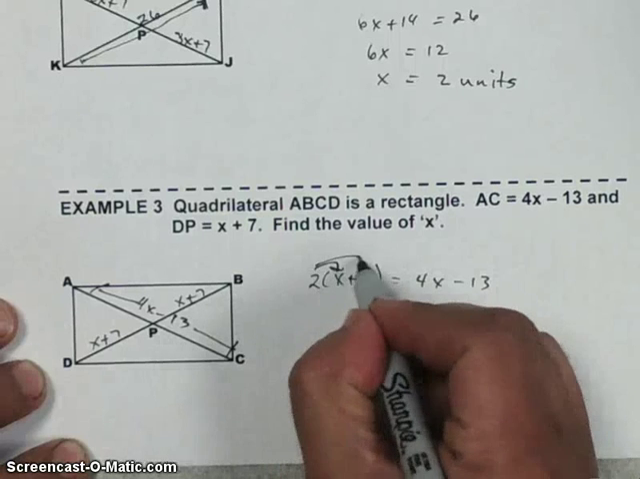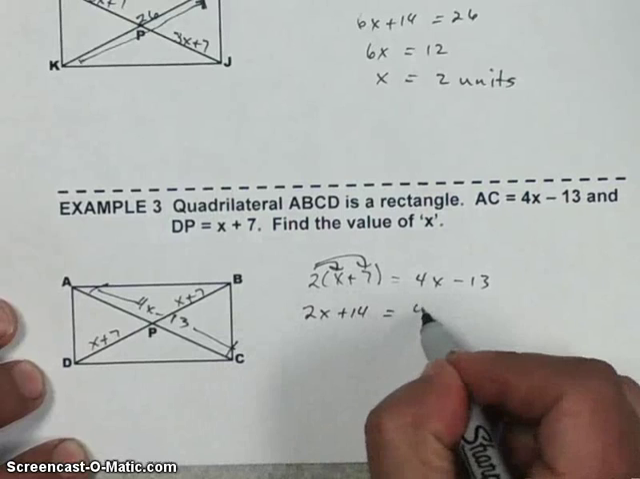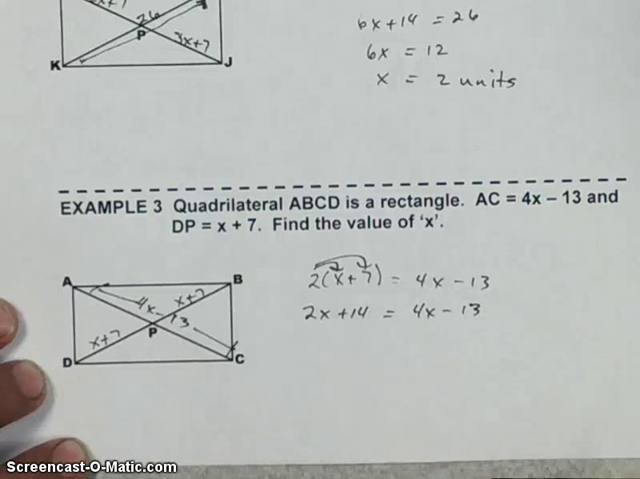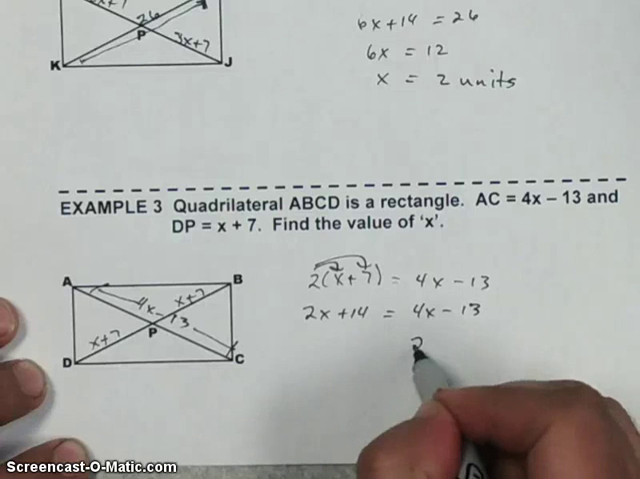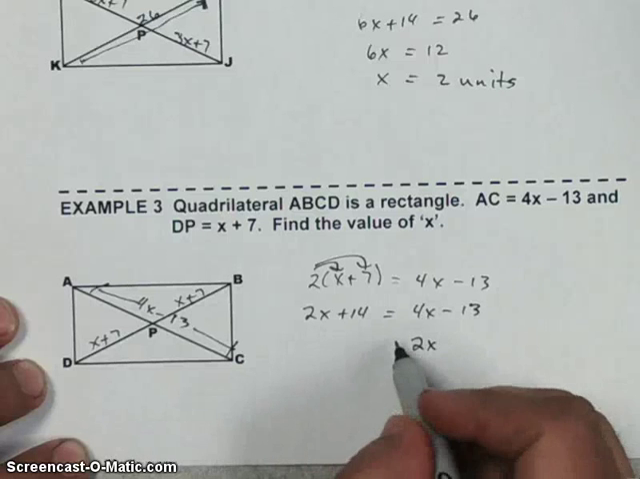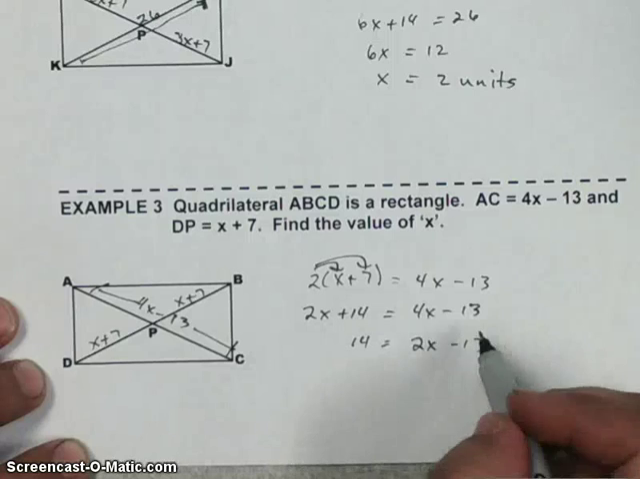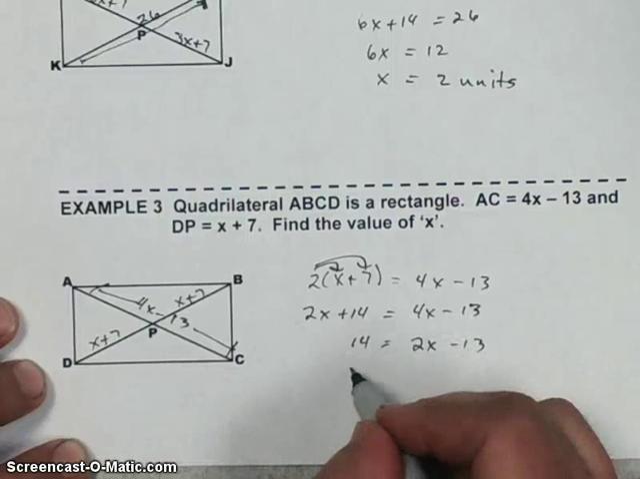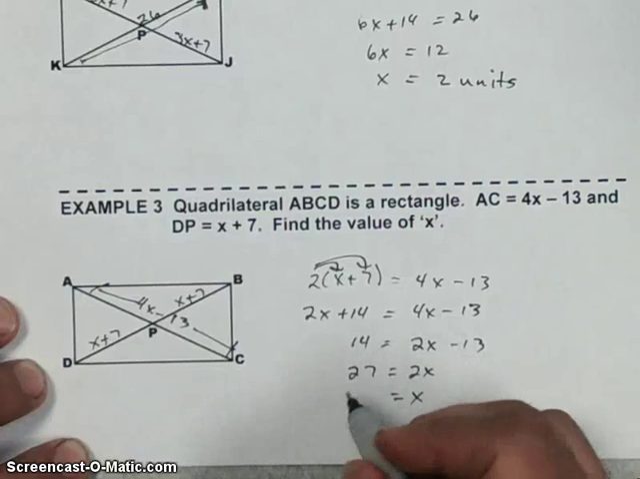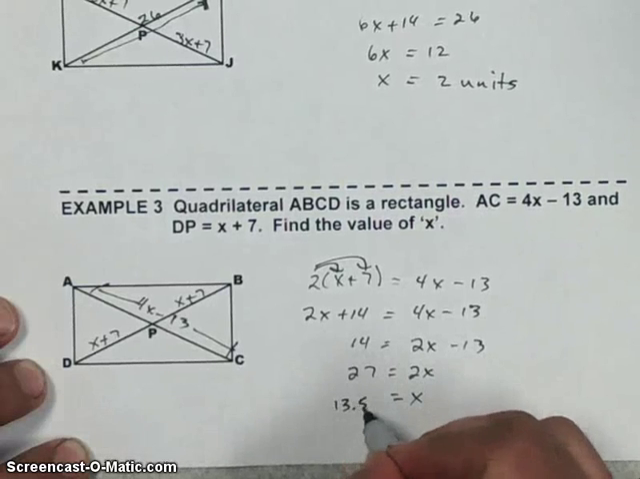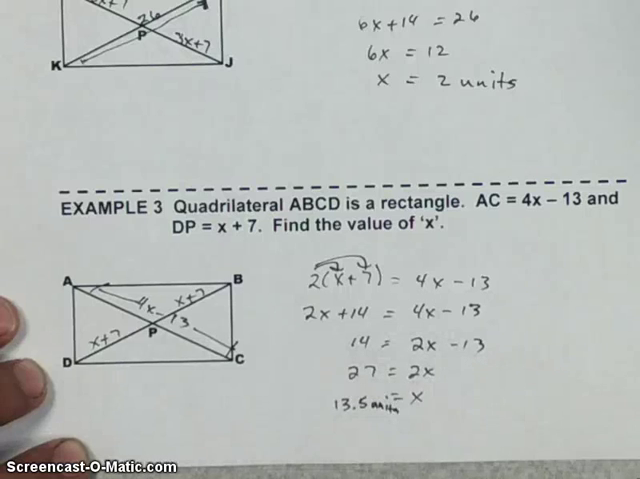Same idea, I'm going to have to distribute: 2x plus 14 is equal to 4x minus 13. I subtract 2x, it's going to give me 2x over here. All right, add 13 to both sides is going to give me 27. Divide by 2, x is going to be 13.5 units.